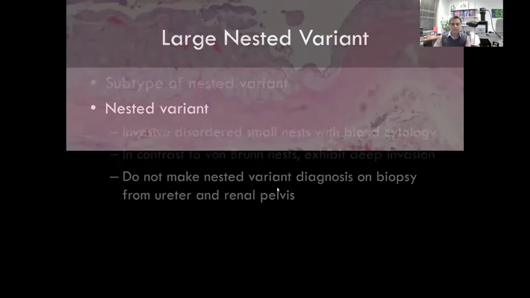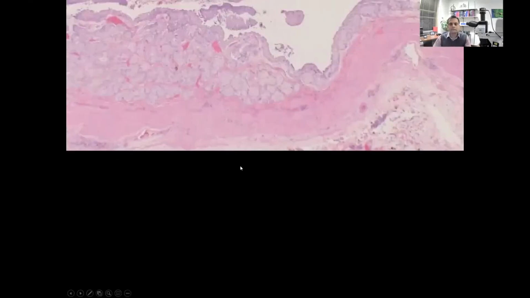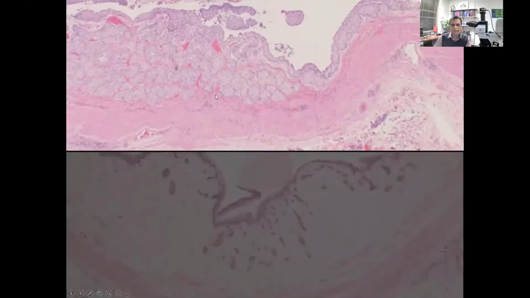The reason being, in the upper tract, the Brunn's nest proliferation can be very, very florid. So here's a great example of that. I'm sorry about the out of focus picture. So you can see lining of the renal pelvis over here, and this entire proliferation, which again is confined to just the lamina propria, is one Brunn's nest. So you can see how florid it is and how easy it is to make a diagnosis of nested variant when you get a biopsy from just this portion.